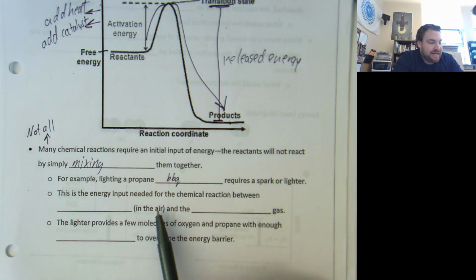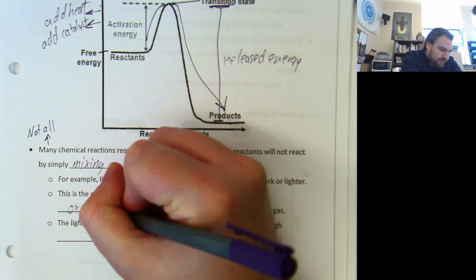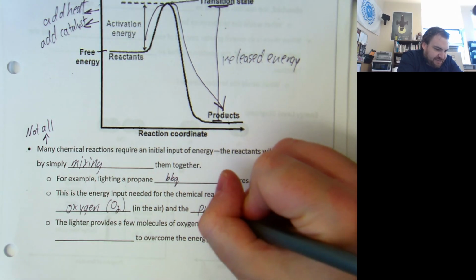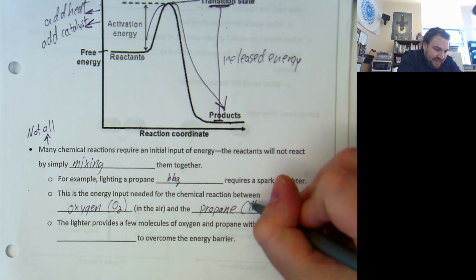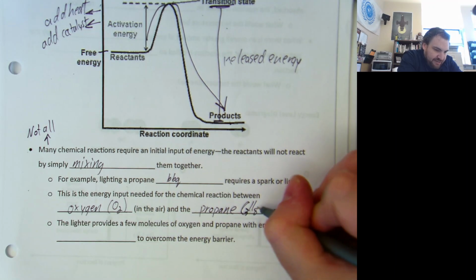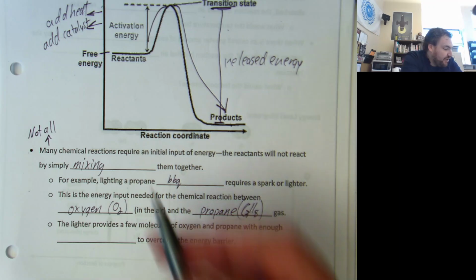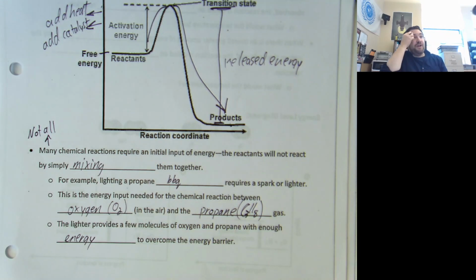The energy input is needed for the chemical reaction between the oxygen in the air, O2, and the propane gas. Propane is C3H8. That reaction needs a kickstart. The lighter provides a few molecules of oxygen and propane with enough energy to overcome the barrier.